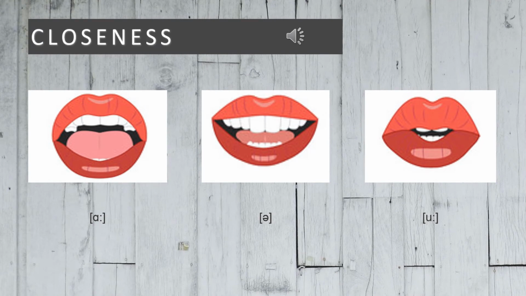Closeness. So now, we're going to try to pronounce it. First, ah, in words like far, part, and hurt. The second one is uh, the laziest sound in English, in words like today, teacher, the, and around. And the last one is ooh, in words like you, to, shoe, who, and computer.